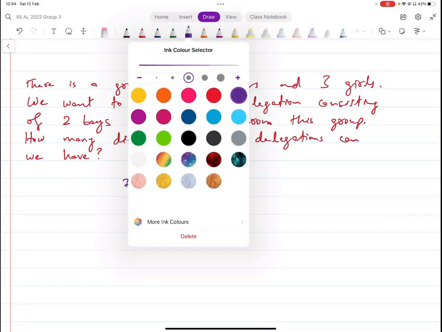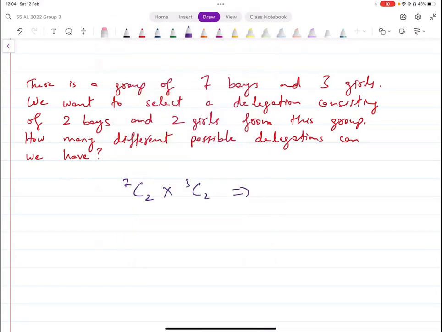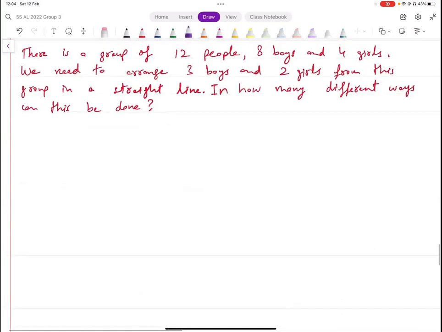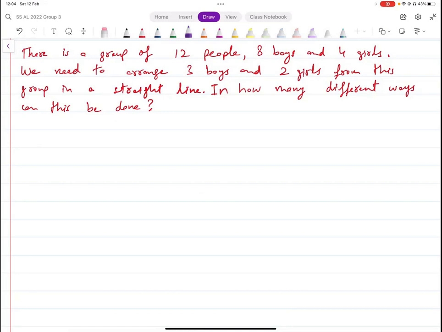Let's look at another example. So, calculate and evaluate 7C2 into 3C2. 63? 63? Okay. So, that's what we get. Now, let's look at this. There's a group of 12 people, 8 boys and 4 girls. We need to arrange 3 boys and 2 girls from this group in a straight line. In how many different ways can this be done?